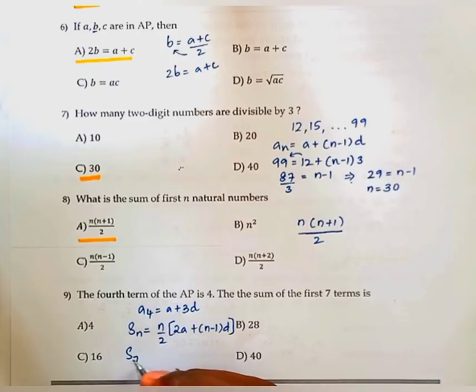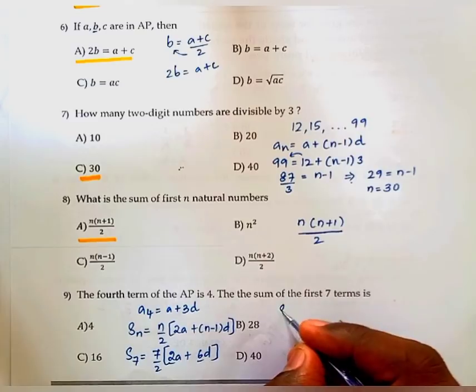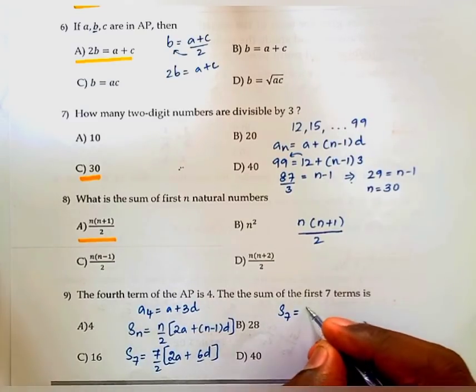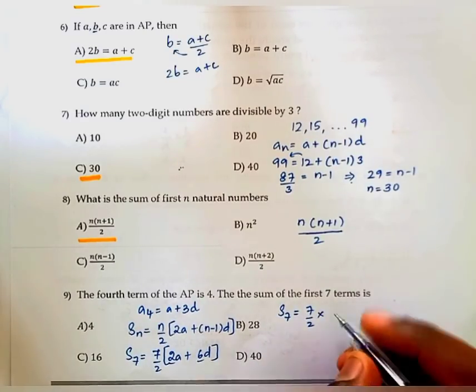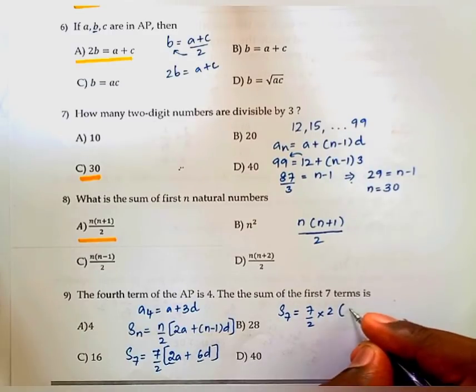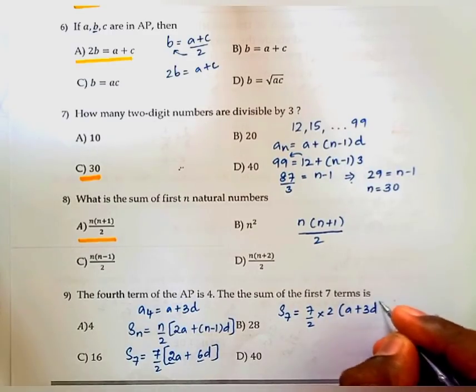Now S7 equals, we need to find the sum of 7 terms. Therefore, S7 equals 7 by 2 times (2 times a plus (n minus 1) times d), and n is 7, so 7 minus 1 is 6d. Now take out the common factor 2, that is 7 by 2 times 2 times (a plus 3d).